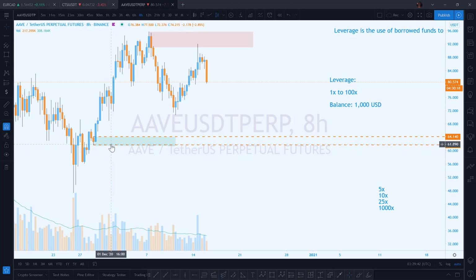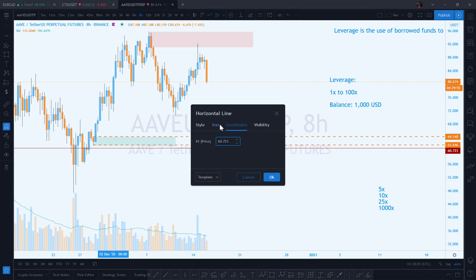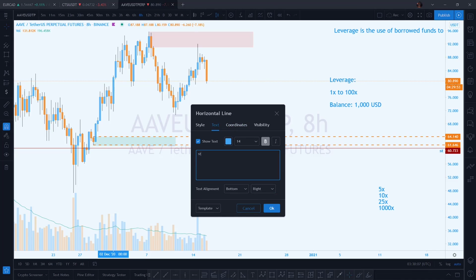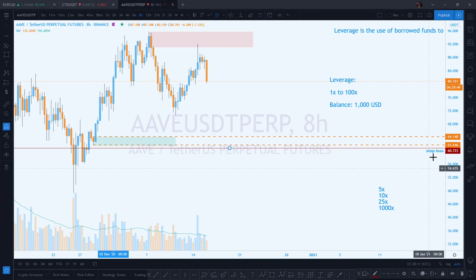But then you do not want, because all this zone is an entry zone, you do not want to place your stop just right there. So let's move our stop a bit down. Let me target stop. It's written there. So this line is our stop loss. That means you can buy here, you can buy here, you can buy here. But let's just be buying here and setting our stop loss here.